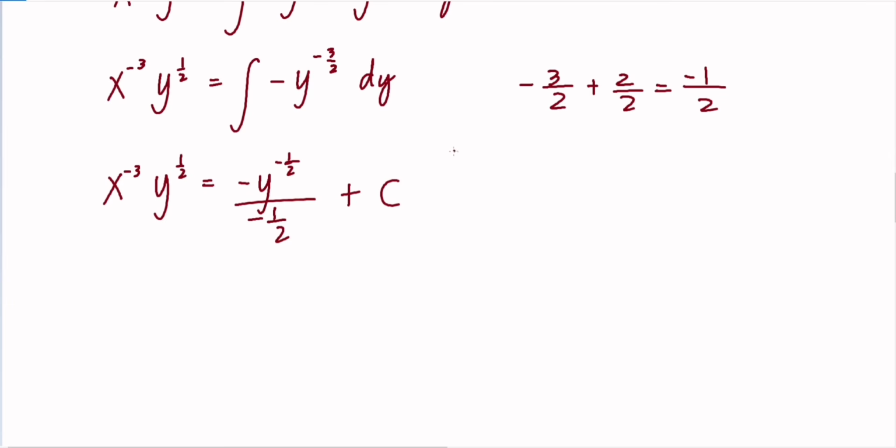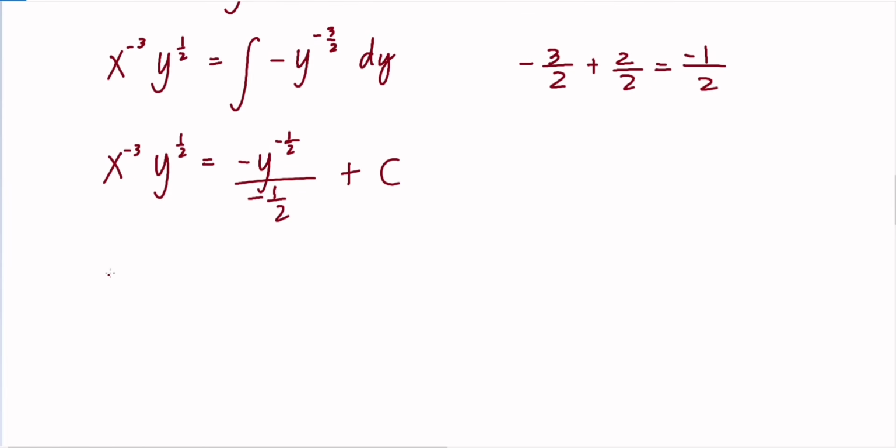There, we have integrated. So plus 1 too. And the answer, negative 3 over 2 plus 1 is negative 1/2. Of course, whatever the exponent is, that is also the denominator. So negative 1/2 over negative 1/2. So x raised to negative 3, y raised to 1/2 equals, the negative sign is cancelled here, guys. Negative divided by negative is positive. So we will have y raised to negative 1/2 over 1/2, okay, plus c.